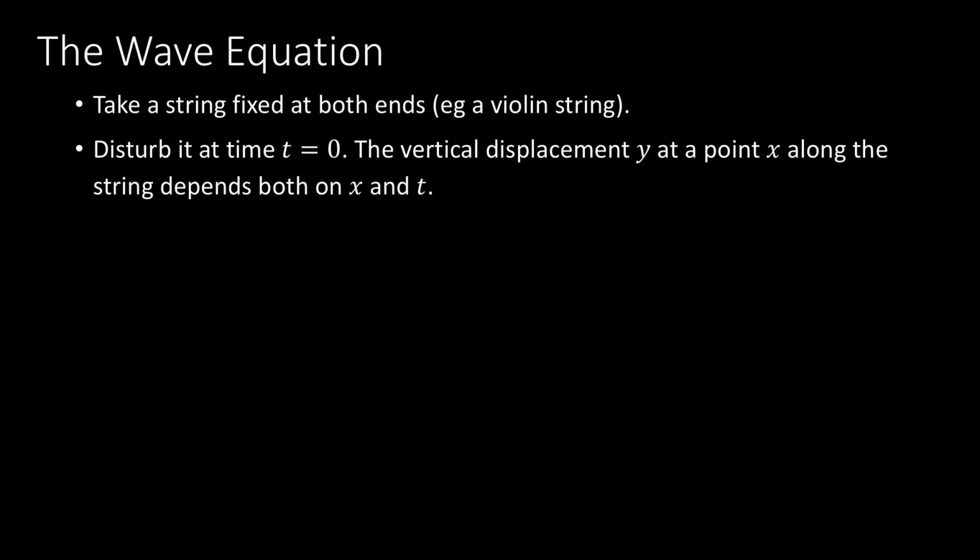So imagine a string that's fixed at both ends, like a violin string, and then you pluck it or bow it or move it, disturbing it at an initial time, 0. And then you're interested in the vertical displacement of this. What shape is that string going to make? We'll call that displacement y, and that's going to depend on how much time has passed, the value of t, and also how far along the string you are. We'll call that x.